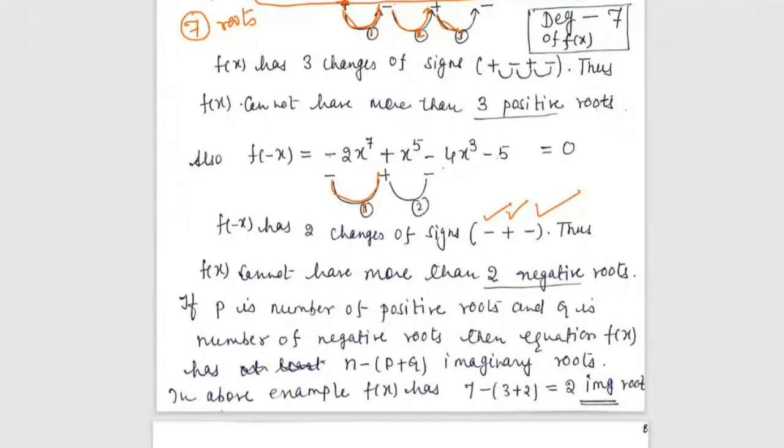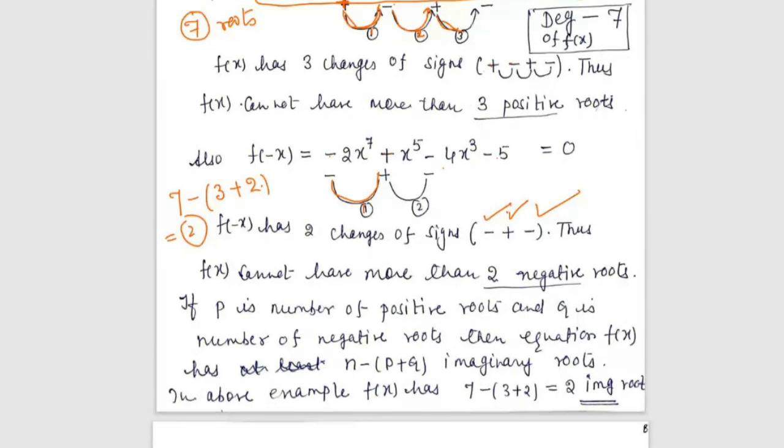Now what is the total degree? The total degree is 7 minus how many positive roots are there? 3. How many negative roots? 2. 3 plus 2, 5. So 7 minus 5, which is 2. So it means the equation has two imaginary roots. Why 2? Why not 1? Because imaginary roots are always in conjugate pairs.